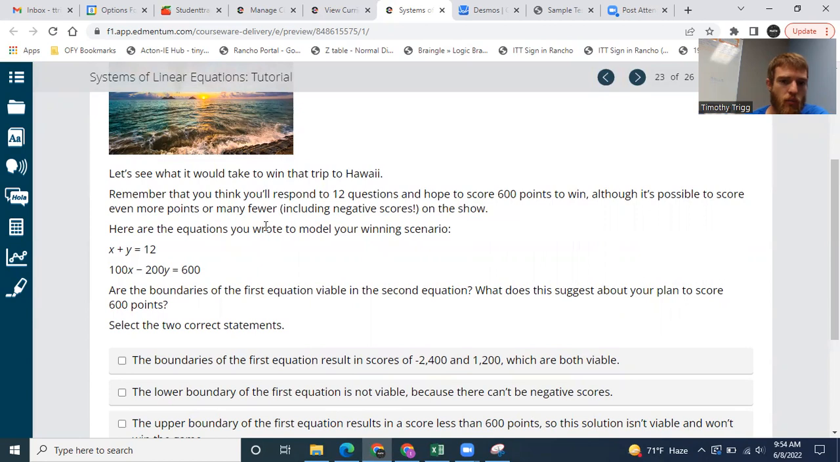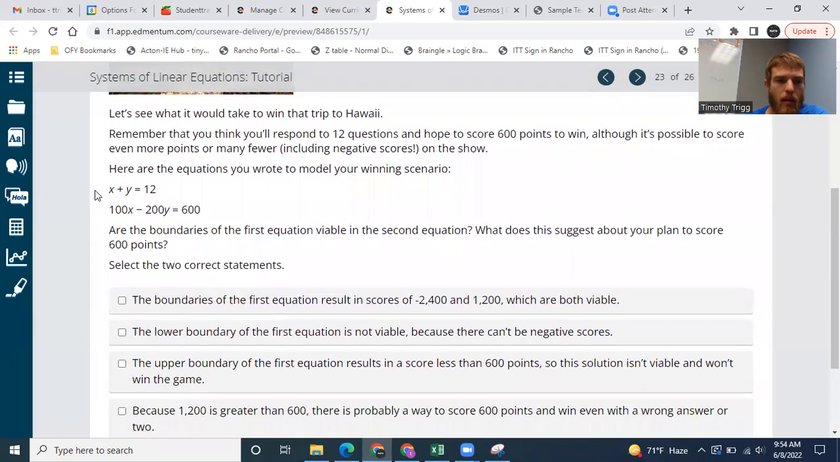Here are the equations you wrote to model the winning scenario. This is the same two equations we got from the previous page. X plus Y equals 12. That's the number of questions. And then 100X minus 200Y equals 600. So that's the final score that you're hoping to get.